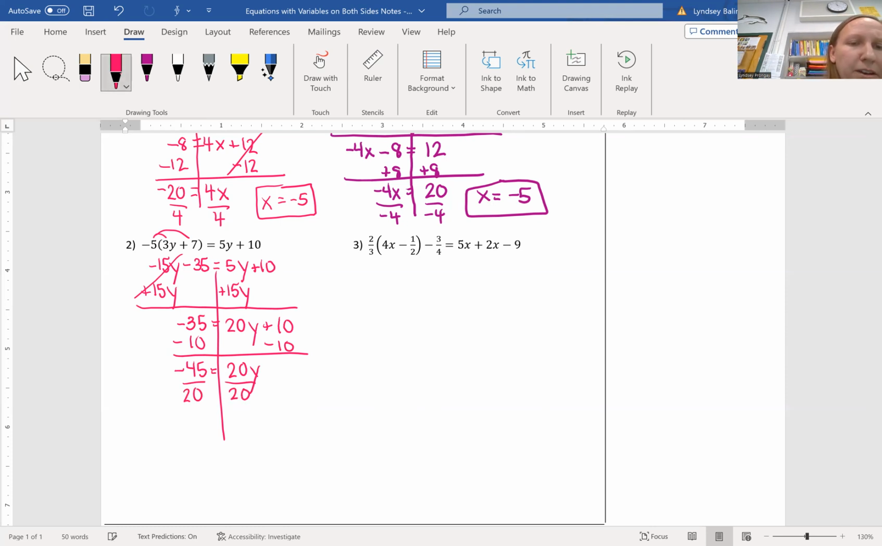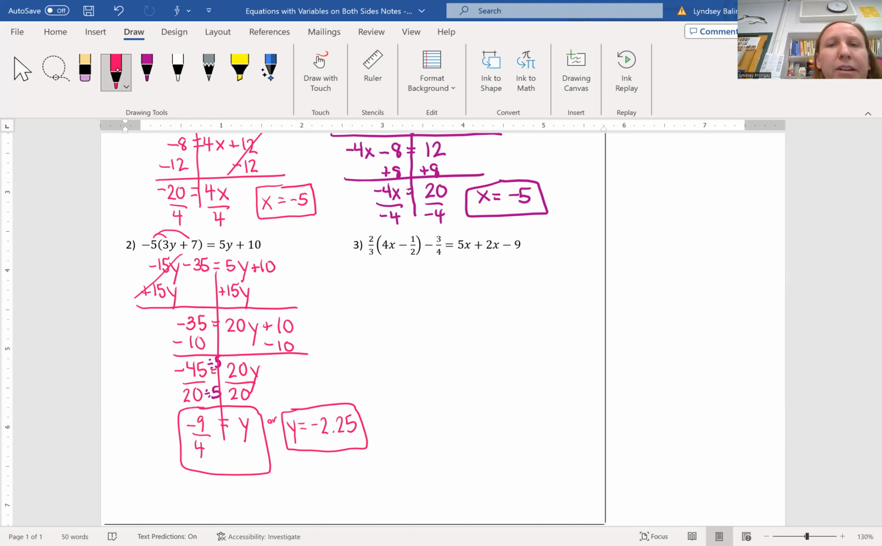Okay, and we probably can tell that 20 does not go into negative 45 evenly, but I can leave it as a fraction. I just have to make sure I'm simplifying things. So both of those numbers can be divisible by 5. And so we end up with negative 9 fourths as our answer. If you used your calculator, you would also get negative 2.25, which is acceptable. But remember, fractions are totally fine.